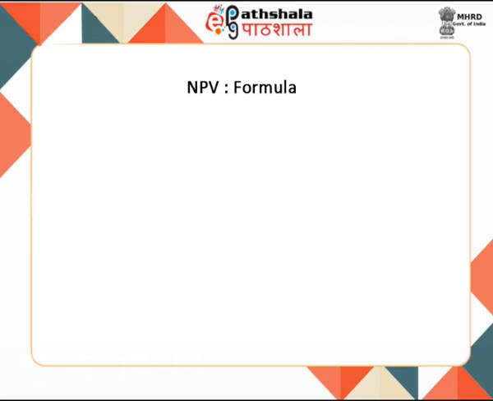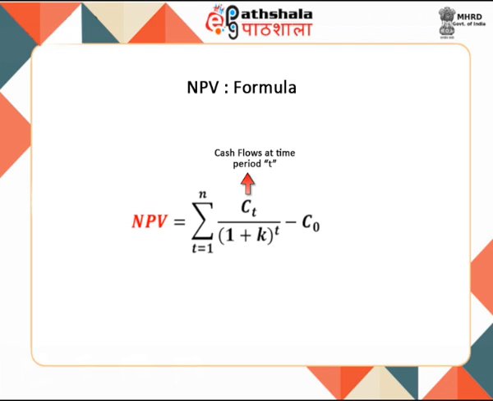The formula for calculating NPV is given, where NPV is equal to net present value, CT is equal to cash flows occurring in different time periods, C0 is equal to initial cash outflow, K is equal to discount rate or cost of capital, and N is equal to life of the project in years.